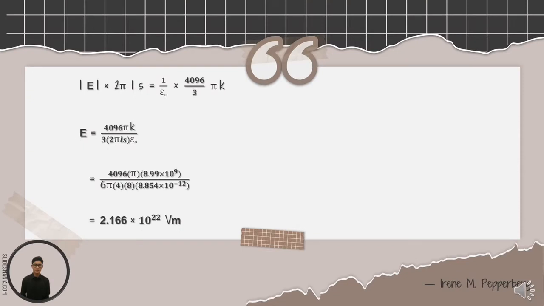We want E, so we have to move the 2 pi length of the surface to the other side. Then we get E equals 4096 pi k divided by 3 multiplied by 2 pi length of the surface multiplied by epsilon naught. Then we substitute the real values into the equation, and we get the last answer: the electric field is equal to 2.166 multiplied by 10 to the power of 22 volt meter.